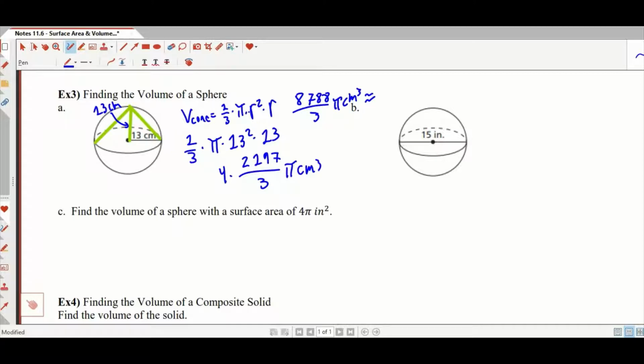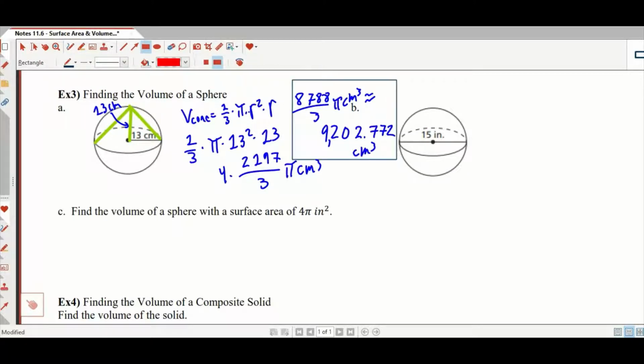And I have an assumption that they would really like us to get that as an approximation. So we divide that by 3, multiply it by pi, and I get 9,202.772 centimeters cubed, and that's what I would leave it as.